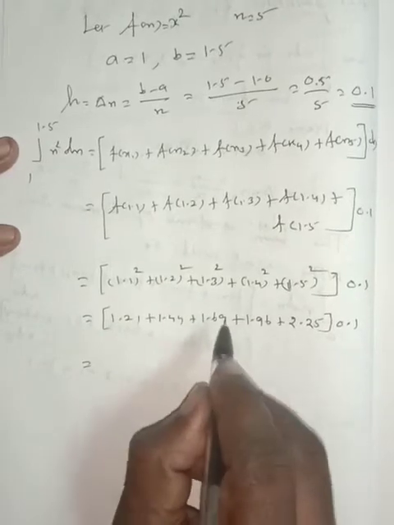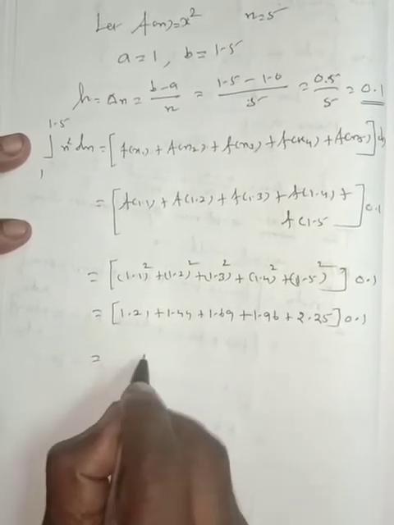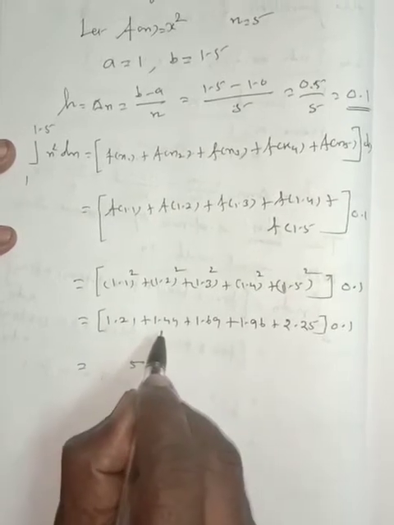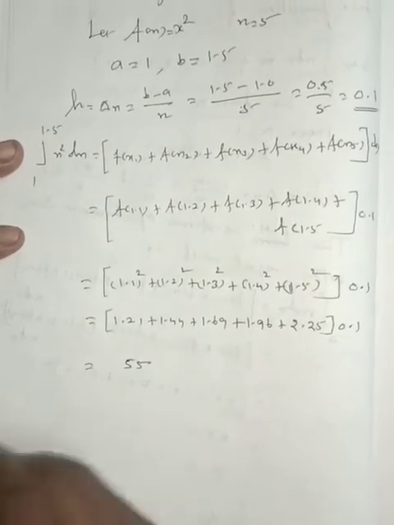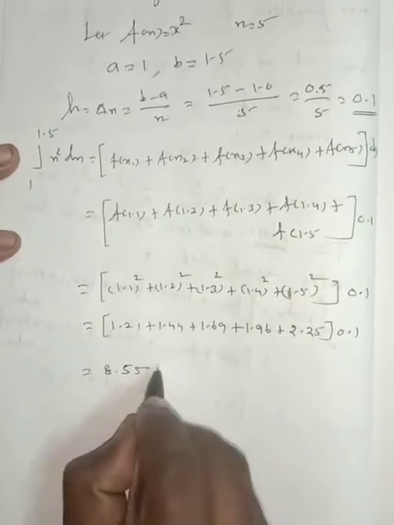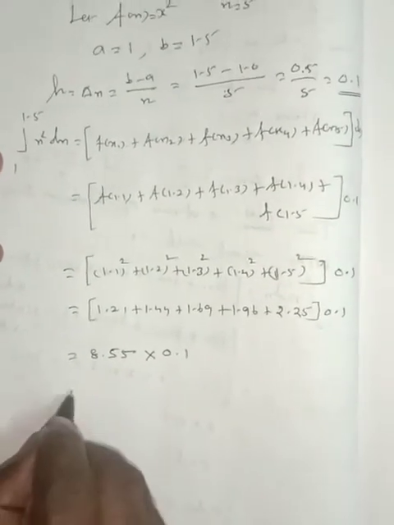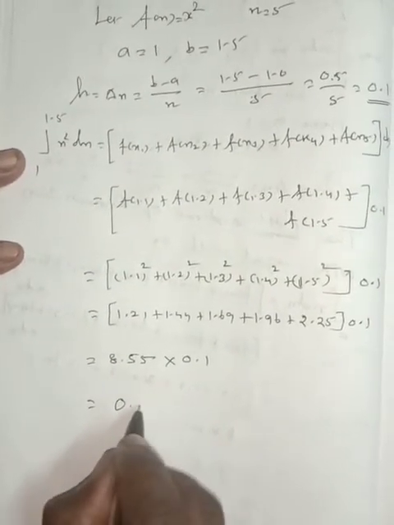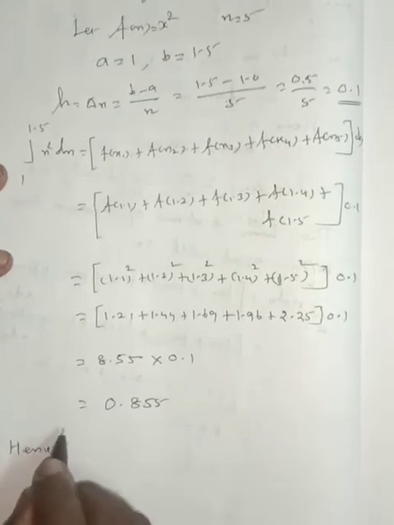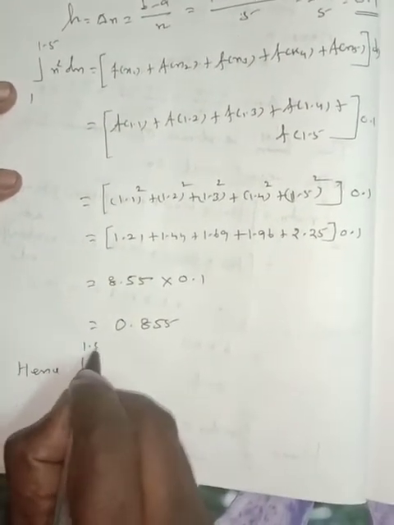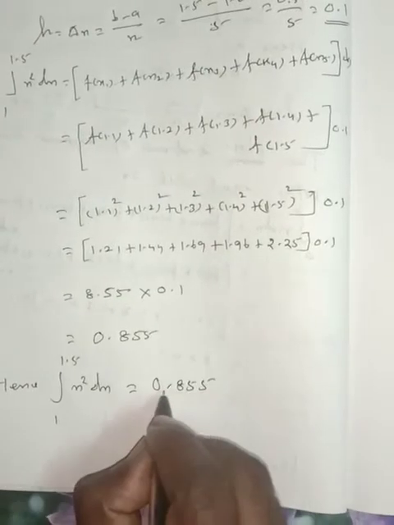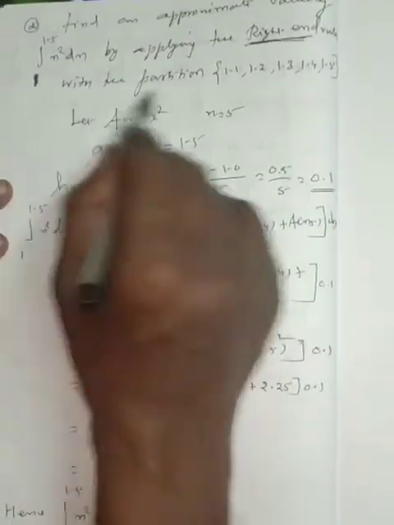8.55 into 0.1. This means 0.855. Hence, the value of the integral from 1 to 1.5 of x square dx is equal to 0.855 using the right hand rule of the Riemann.